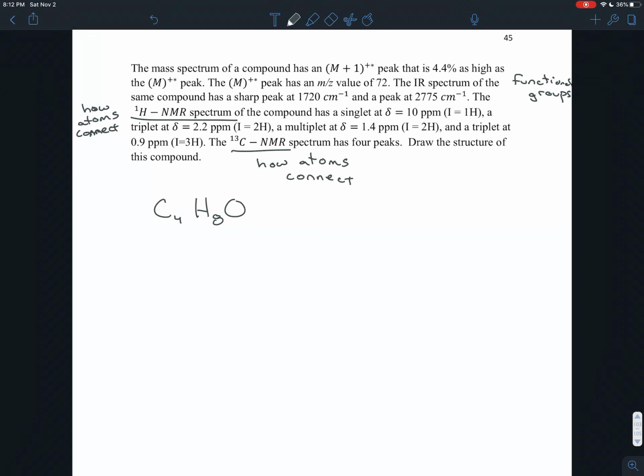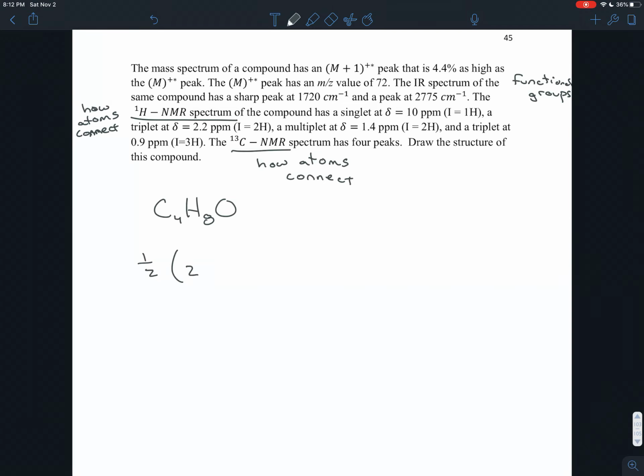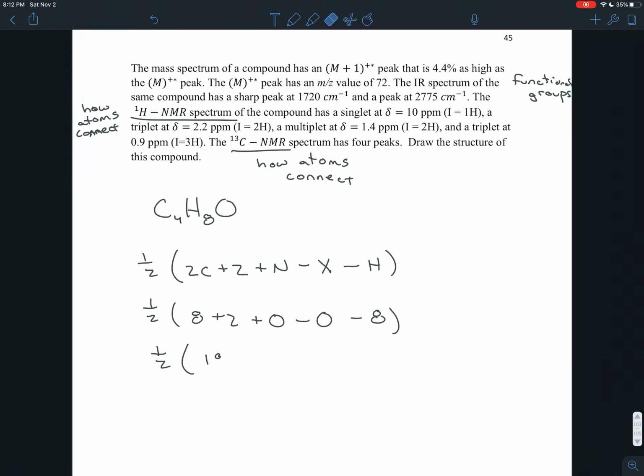Oh, there's one other piece of information we can get from this. Once we have this, we can find the degrees of unsaturation. So remember, that's 1/2 times 2 times the number of carbons plus 2 plus the number of nitrogens minus the number of halogens, fluorine, chlorine, bromine, or iodine, minus the number of hydrogens. So here that's going to be 1/2 times 8, that's 2 times 4, plus 2 plus 0, we don't have any nitrogens, minus 0, we don't have any halogens, minus 8, that's the number of hydrogens we have. So that's going to be 1/2 of 2, so that's just going to be 1.